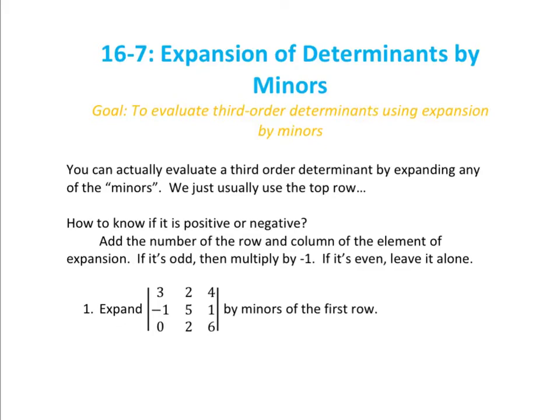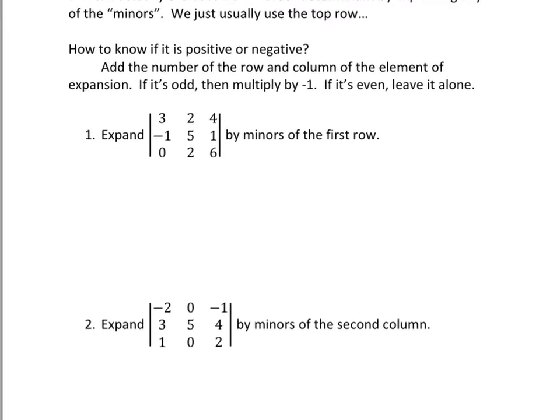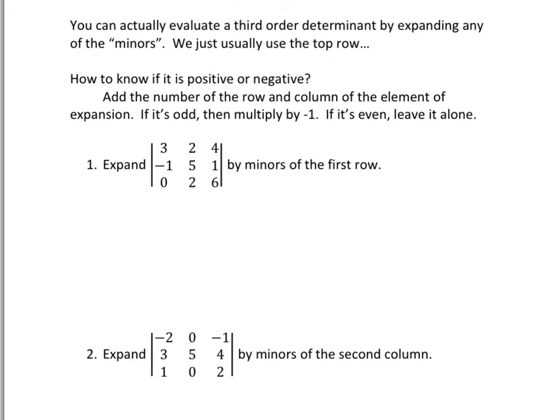So let's talk a little bit about the positive and negative part, because I know that's confusing to you guys so far. I told you guys when we're using the top row, you remember plus, minus, plus, right? And that is true, but there's actually a general case to decide whether or not it's supposed to be positive or negative. You add the number of the row and column of that element of expansion. If it's even, you leave it alone. If it's odd, you change the sign, or multiply by -1.